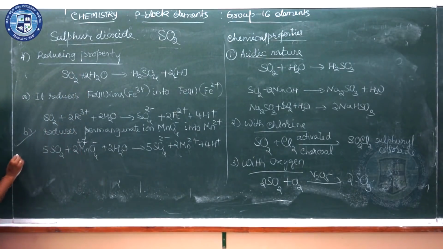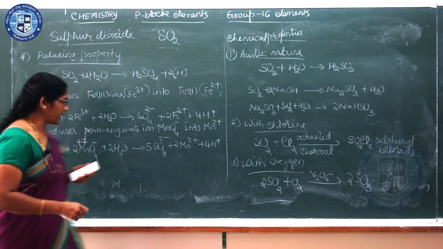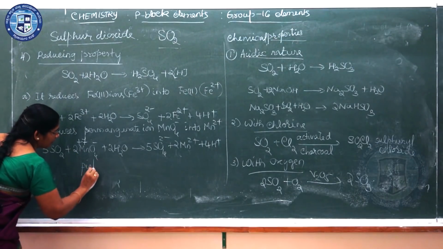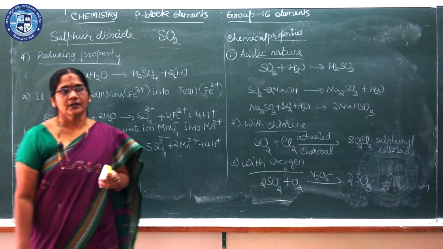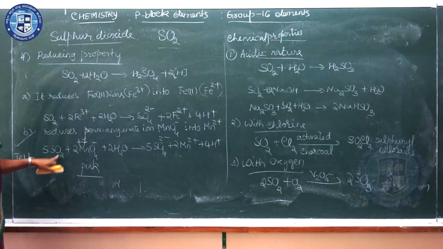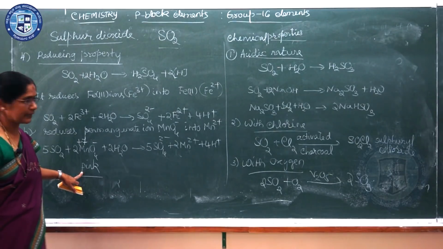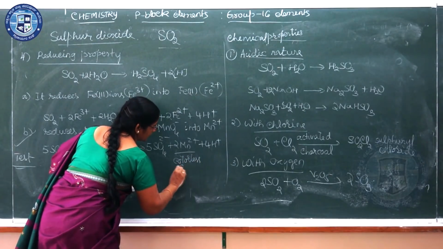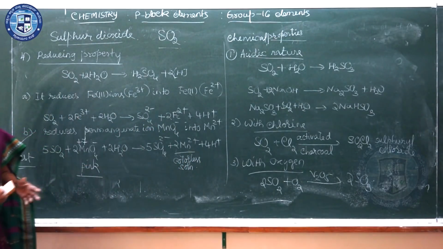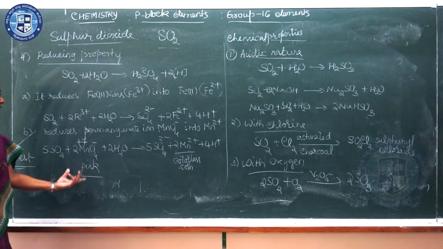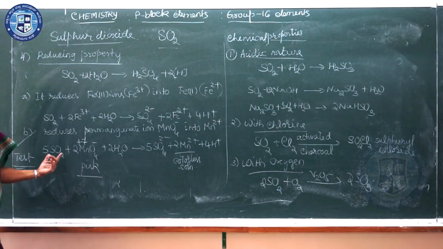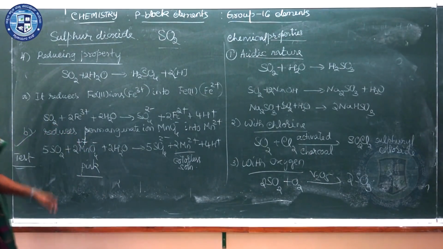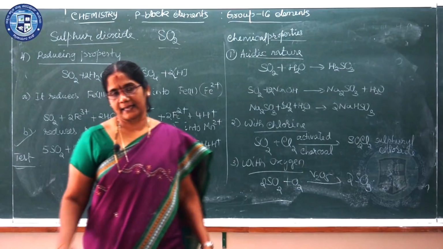And this can be used as a test for sulfur dioxide gas. Why? Because there is a visible change, because all the permanganates are pink in color. So when the colorless sulfur dioxide gas is passed through a pink solution of permanganate, we get a colorless solution. So the pink color of potassium or any permanganate solution is decolorized when the colorless gas sulfur dioxide is passed through it. Therefore, this can be used as a test to identify sulfur dioxide gas.